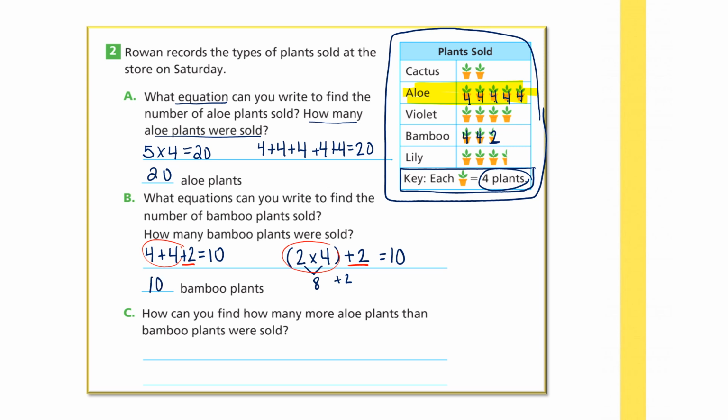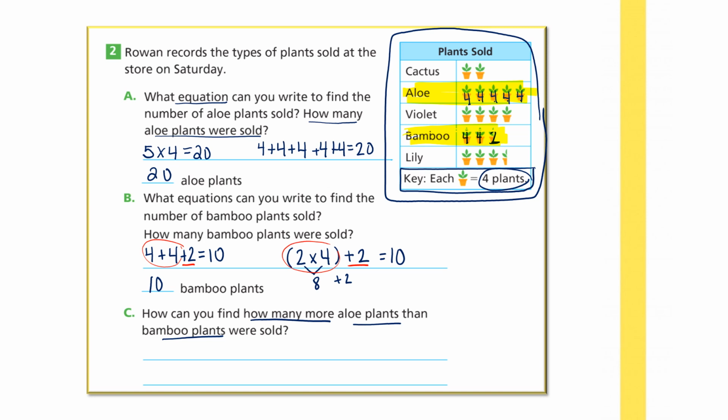So there are 10 bamboo plants. And C, how can you find how many more aloe plants than bamboo plants were sold? Okay, so now we're comparing the aloe plants and the bamboo plants. And when we want to find out how many more, we want to find the difference between 2 or more things.